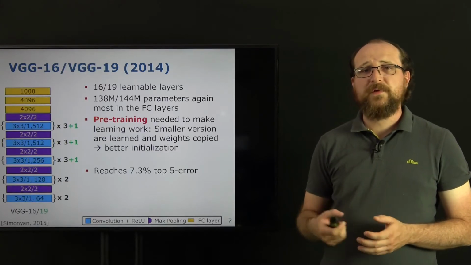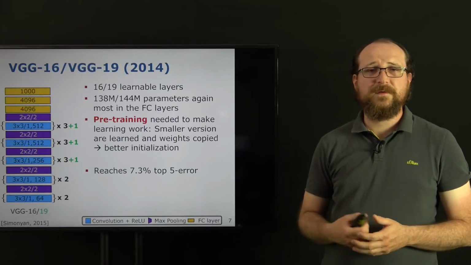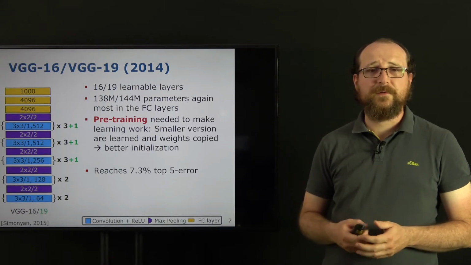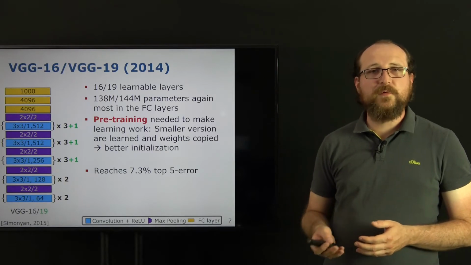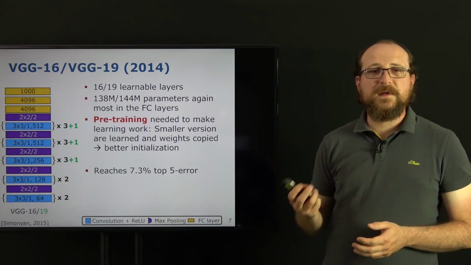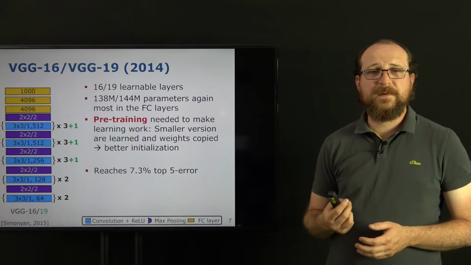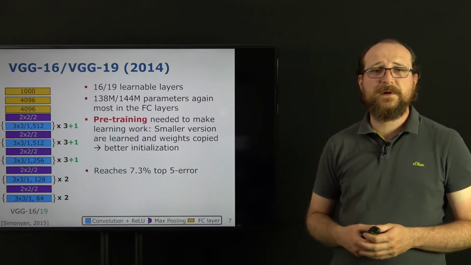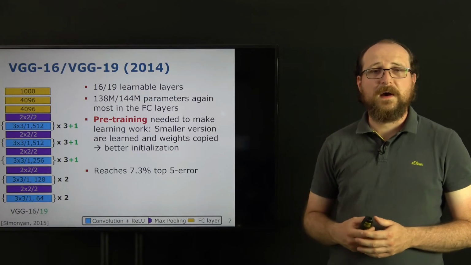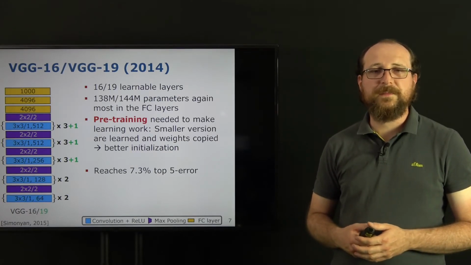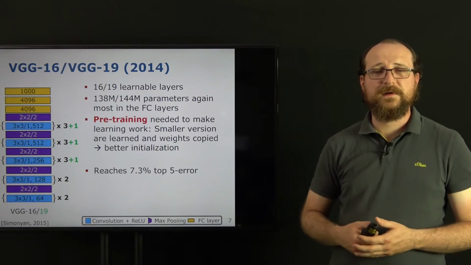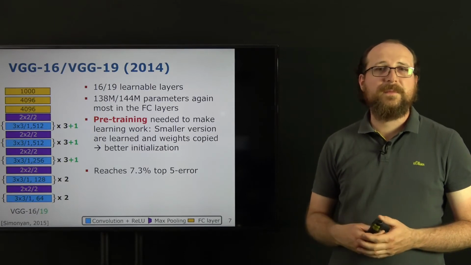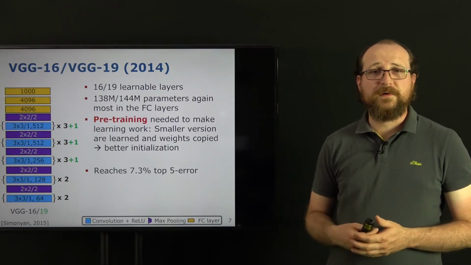And for this, they proposed the VGG 16 and VGG 19 network in 2014, which had 16 and 19 learnable layers, and increased the number of parameters drastically. When you remember, AlexNet had something around 60 million parameters, and now we had networks that have 138 million or 144 million parameters. And again, most of the parameters are in the fully connected layers, but also the number of parameters in the convolutions was drastically increased.